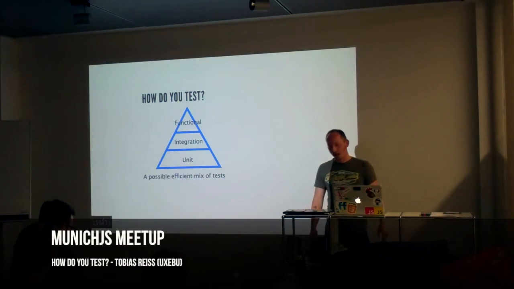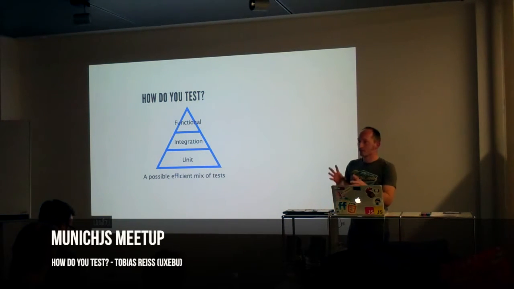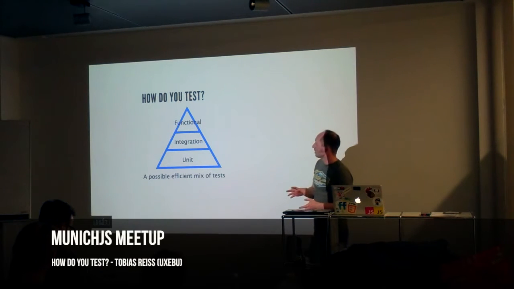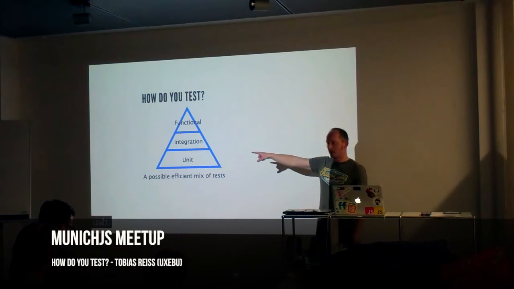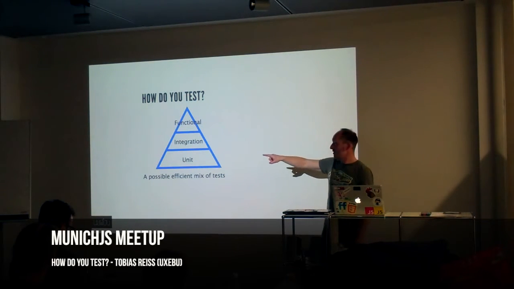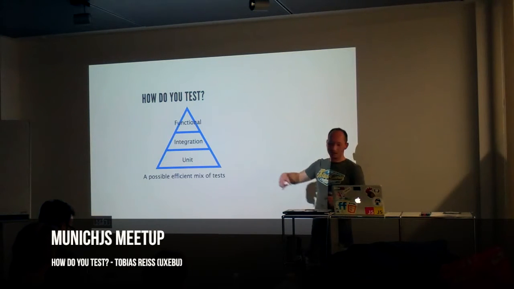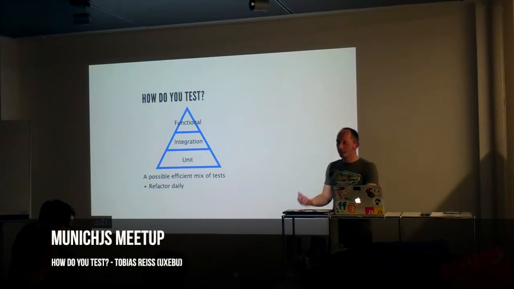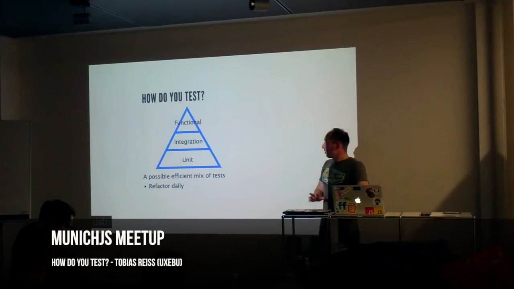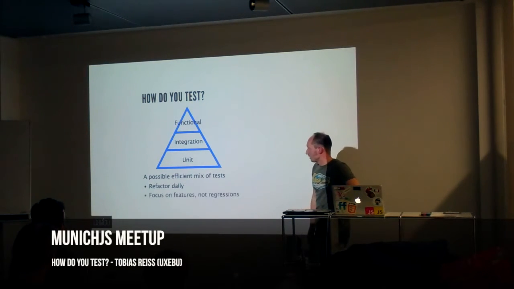So that's one test strategy. Just one. A possible efficient mix of tests. I choose the unit test for the developer, for a steady workflow, because they're running very fast, and you can refactor daily. You can always be sure that everything is fine. We can focus on features and not regressions.